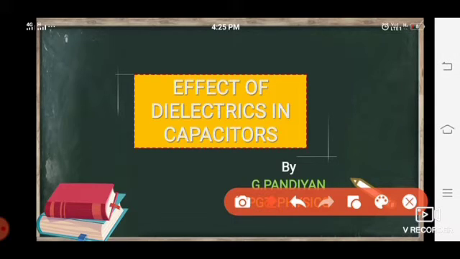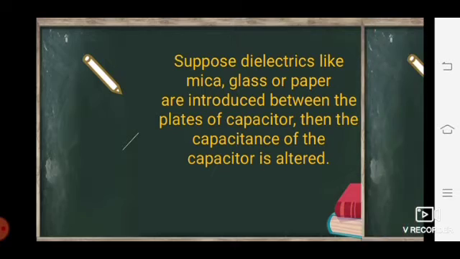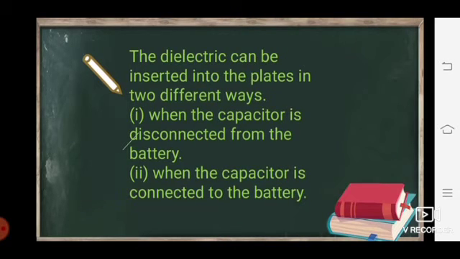Suppose a dielectric like mica, glass or paper is introduced between the plates; surely the capacitance of the capacitor is altered. The dielectric can be inserted between the plates in two methods.